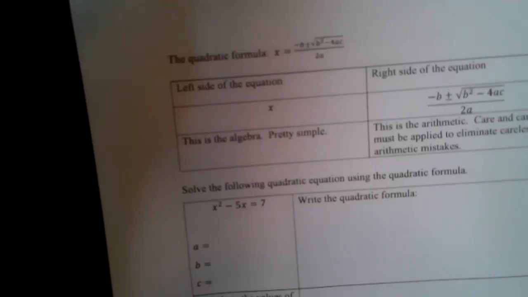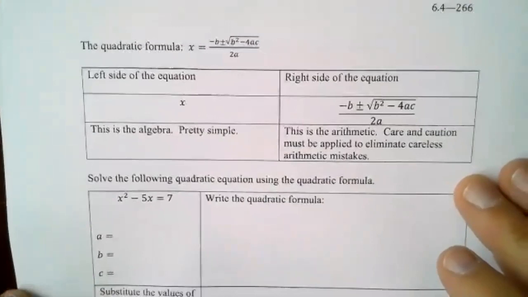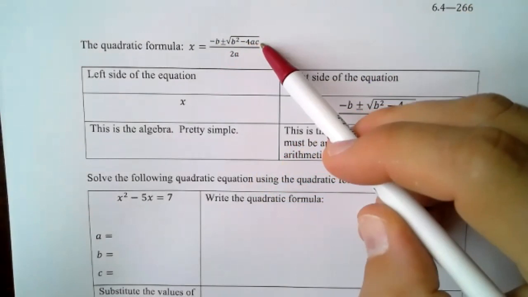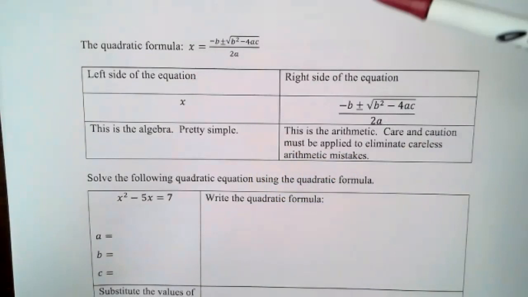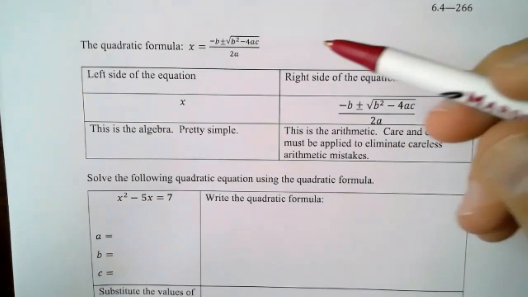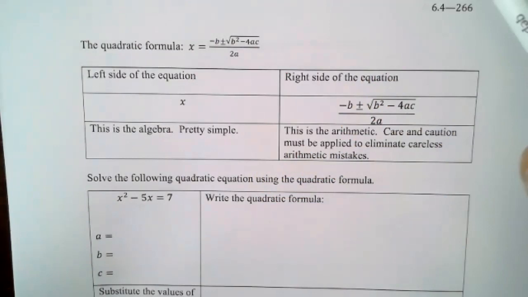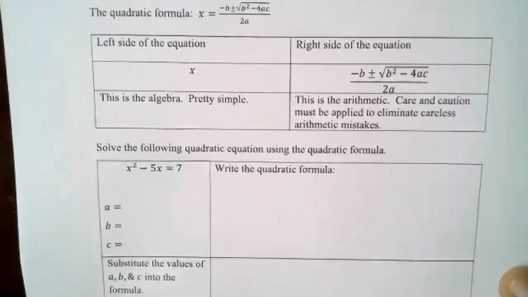Because it's just a matter of memorization, and the song goes, x equals negative b plus or minus the square root of b squared minus 4ac, all over 2a. That is Pop Goes the Weasel, math version, right? This is easy to memorize. I memorized this without the song, but hey, you guys need the help. So let's get through this. We've got the left side of the equation, right side of the equation. We're going to have this situation here.